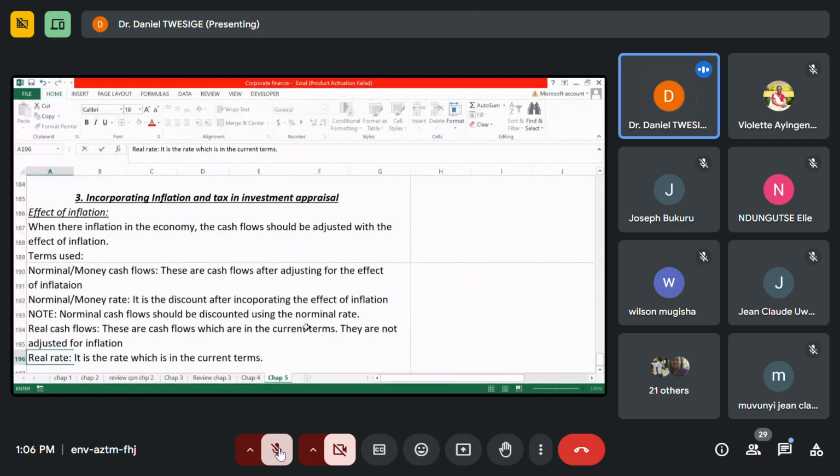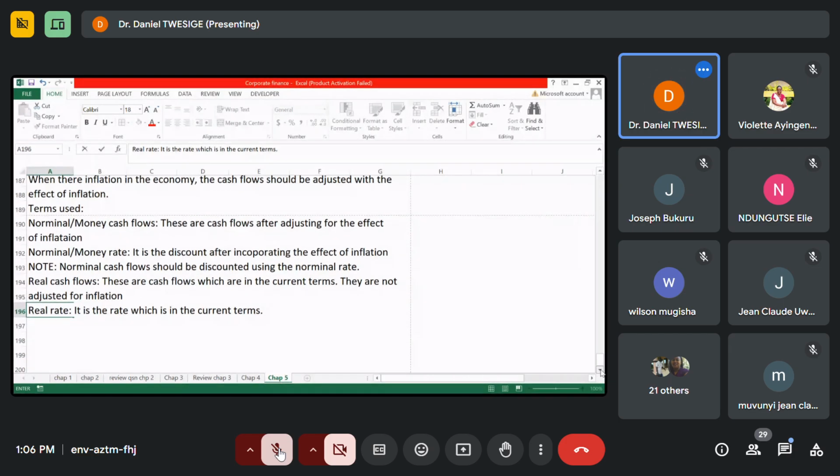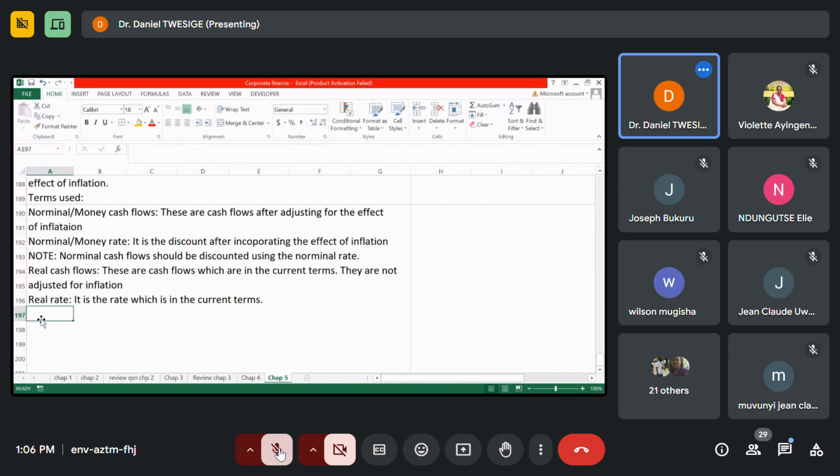So still, if you have real cash flows, another note: real cash flows should be discounted using the real rate. When you are discounting your real cash flows, those cash flows that do not have any inflation, you should discount them using a real rate.